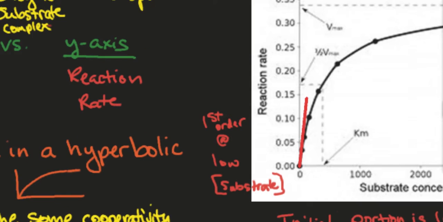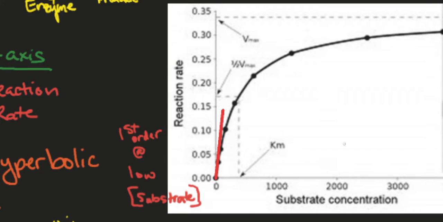So initially, at low concentrations of substrate, because there's an abundance of enzymes and little substrate concentration, relatively speaking, then it obeys first order kinetics. The reaction obeys first order kinetics and looks pretty linear.